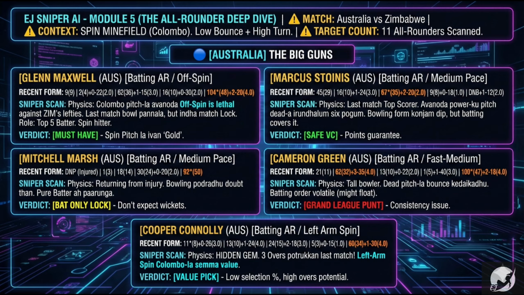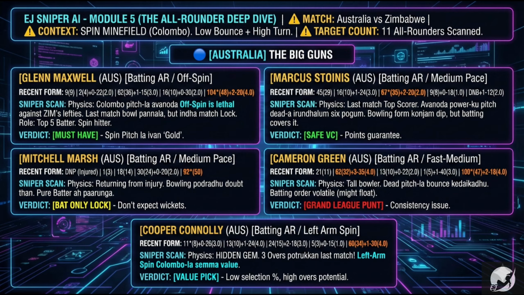Cameron Green. The pitch is too low for his bounce. He is a Grand League punt, high risk. But the hidden gem? Cooper Connolly. He bowls left-arm spin. In Colombo, that is a wicket-taking machine. If he plays, he is your differential pick to beat the competition.